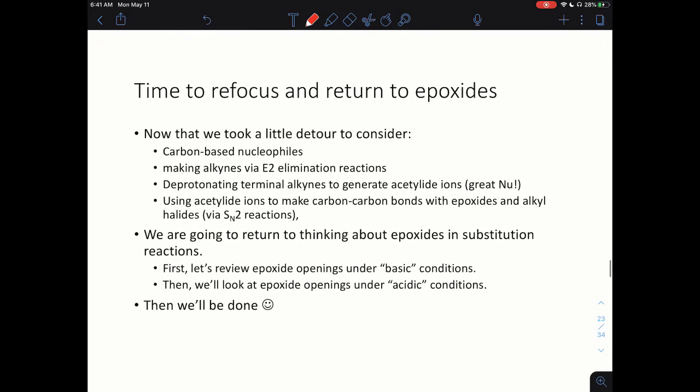So we're going to go to our final topic. Our final topic is to return to epoxides. We took a little detour to consider carbon-based nucleophiles. We looked at acetylide ions. We looked at organolithium ions and organomagnesium ions. Certainly, acetylide ions are the most versatile of all of these carbon-based nucleophiles. And we already knew about enolates and cyanide.